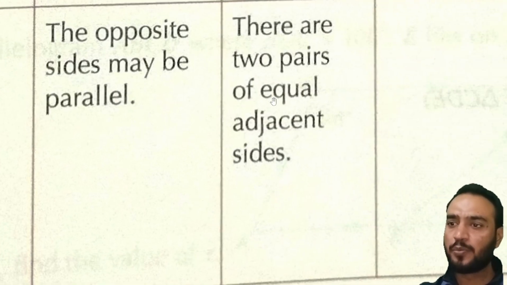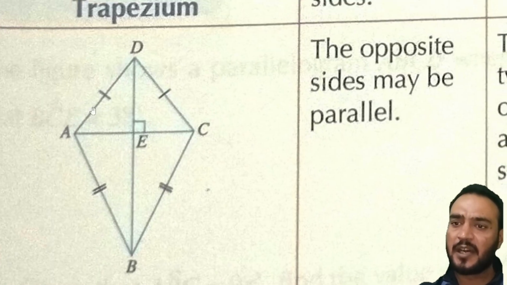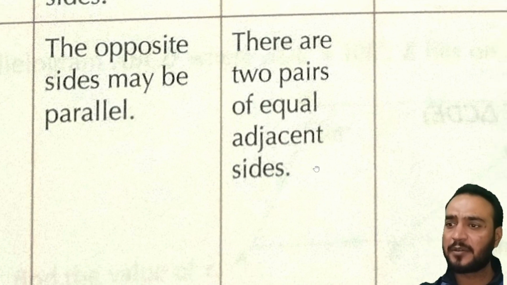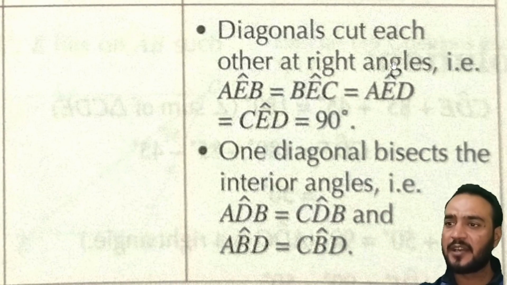So there are two pairs of equal adjacent sides, as I have discussed. AD is equal to DC and AB is equal to BC. These are two pairs of equal sides. The diagonals cut each other at a right angle. Obviously, the diagonals intersect each other at an angle of 90 degrees. One diagonal bisects the interior angle.